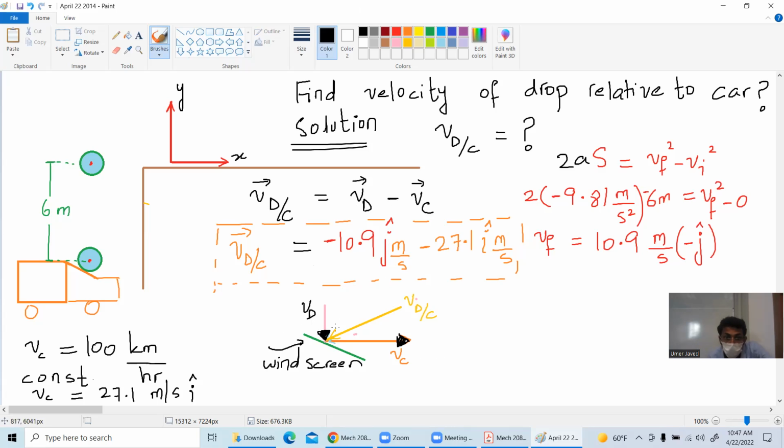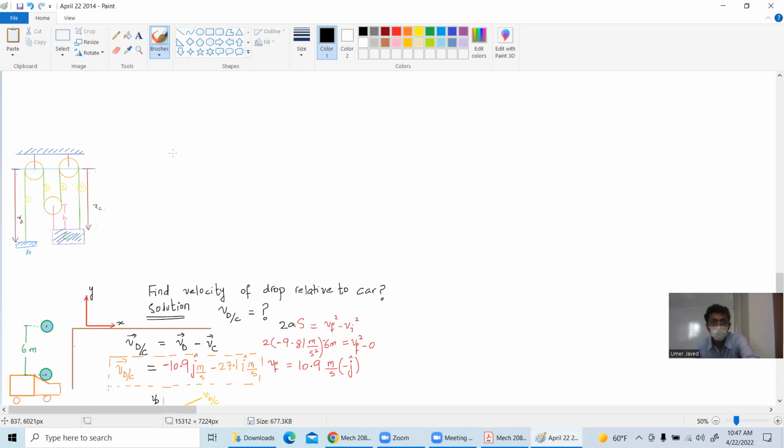So let me use this arrow. Okay, 6, 5, 4, 3, 2, 1. Questions? No. So let's do another question for you. Then I will start a small topic. Okay, where are we?